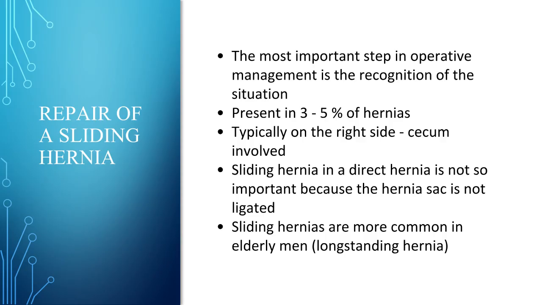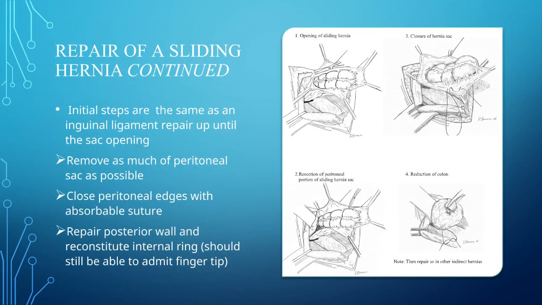In a direct hernia, a sliding component is less critical as the sac is not ligated. You must suspect a sliding hernia when the sac appears unusually thick, fleshy, or difficult to mobilize completely. The initial steps for the sliding hernia are the same as a standard inguinal hernia repair up until you open the sac. Once you recognize the sliding organ, e.g.